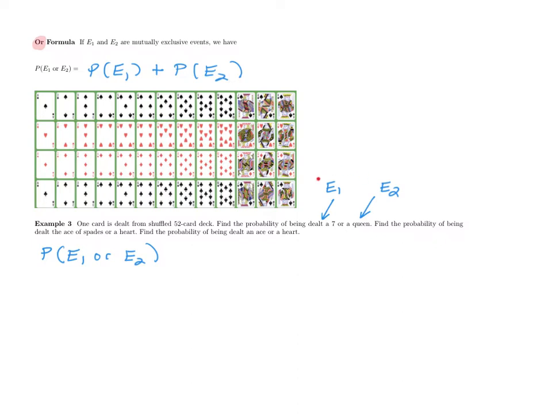So I'm actually going to highlight this event on these cards. If you're dealt a 7, we are talking about any one of these 4 choices. So there's 4 ways that can happen. At the same time, there are 4 ways that you can be dealt a queen. So when we say this event, we're talking about the number of things that happened in the event, which there are a total of 8 of. These are mutually exclusive events because these 4 and these 4 have nothing in common.